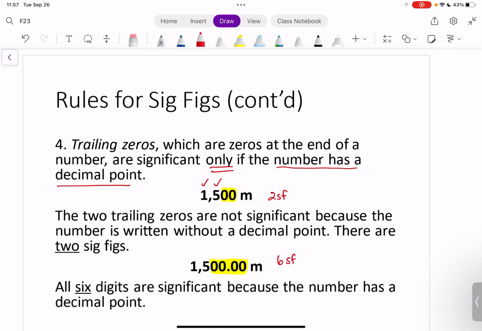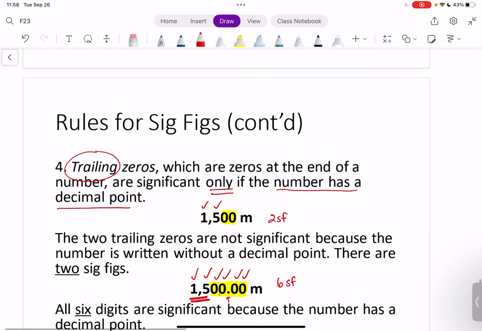Why are there 6? Well, remember, our 1 and 5, those are both non-zero digits, so they are significant. And then we have a decimal place. So any trailing zeros, and there's 4 of them, are significant. Sometimes students get confused and want to just say there's 2, right? No, all of these zeros get counted. It doesn't matter where the decimal place is. Those trailing zeros, any zeros that come after your non-zero digits, are significant.